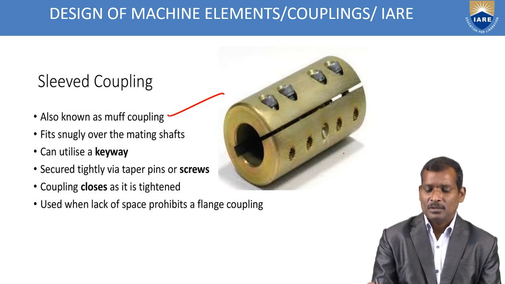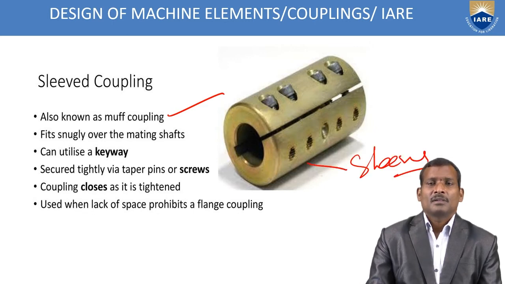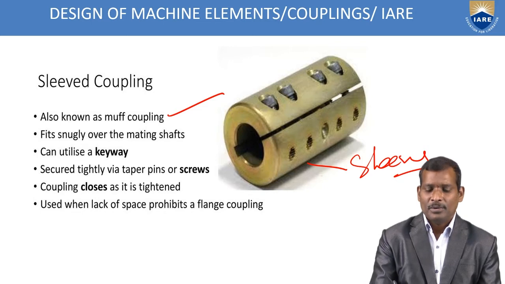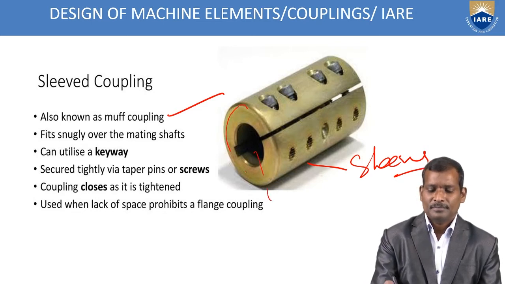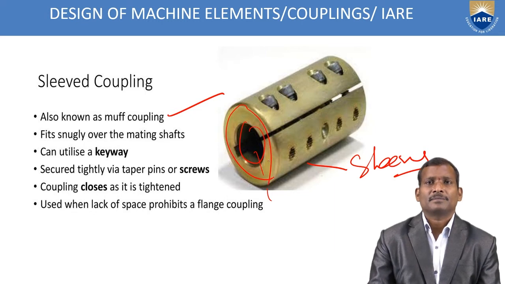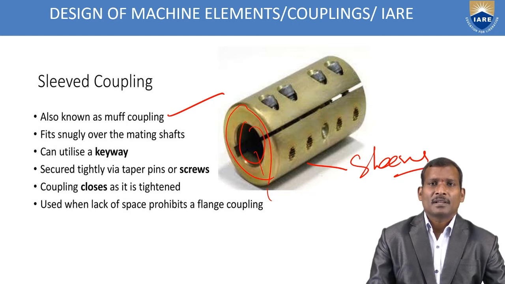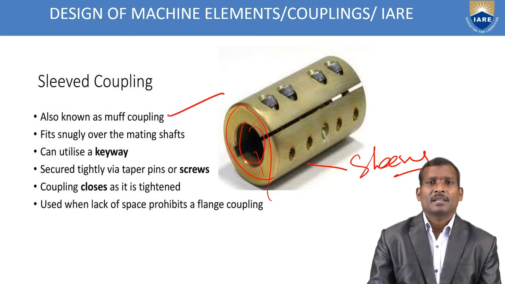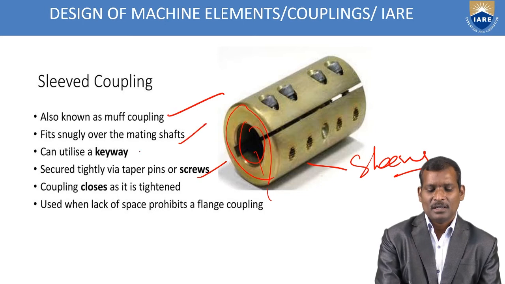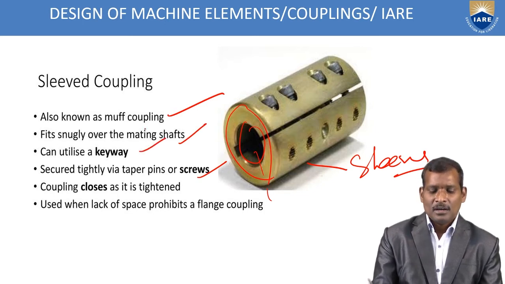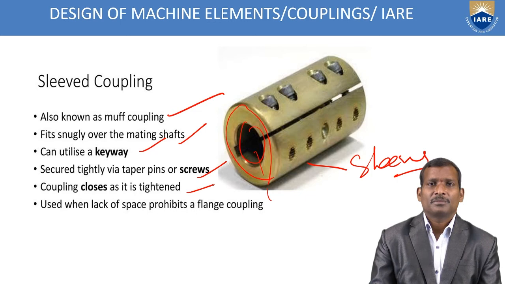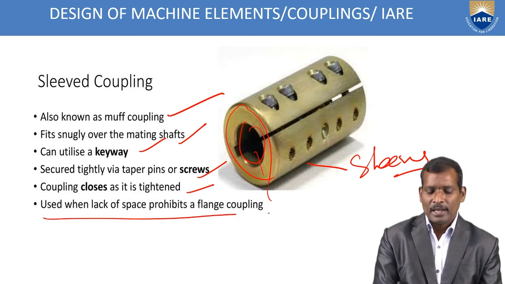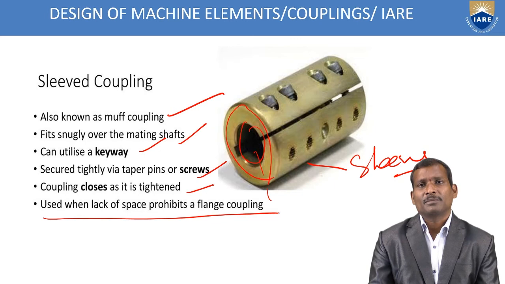See, in this slide, this is a sleeve. It has an inner diameter and an outer diameter. It fits snugly over the mating shafts. It can utilize a keyway and be secured tightly via taper pins or screws. These are all advantages. The coupling closes as it is tightened, and it is used when lack of space prohibits a flange coupling.